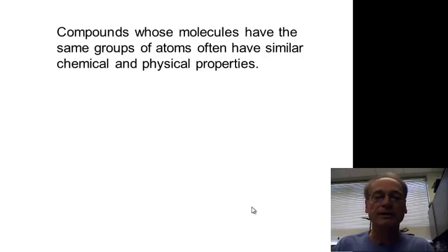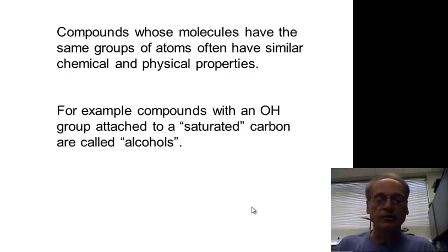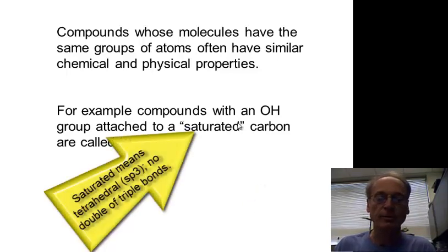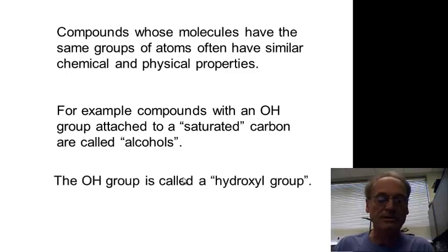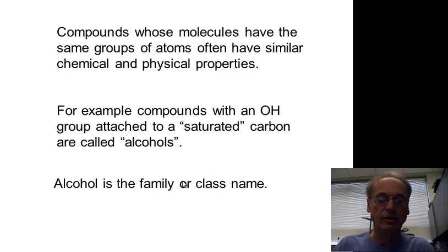Compounds whose molecules have the same kinds of groups of atoms often have similar chemical and physical properties. For example, alcohols are compounds that have an OH group attached to a saturated carbon. And we'll think about what that means here, but basically a saturated carbon with an OH group is called an alcohol. Alcohol is the family name or class name, but the OH group is called a hydroxyl group. So it illustrates the difference between the group of atoms, which is called a hydroxyl group in this case, and the family, which is called alcohols.